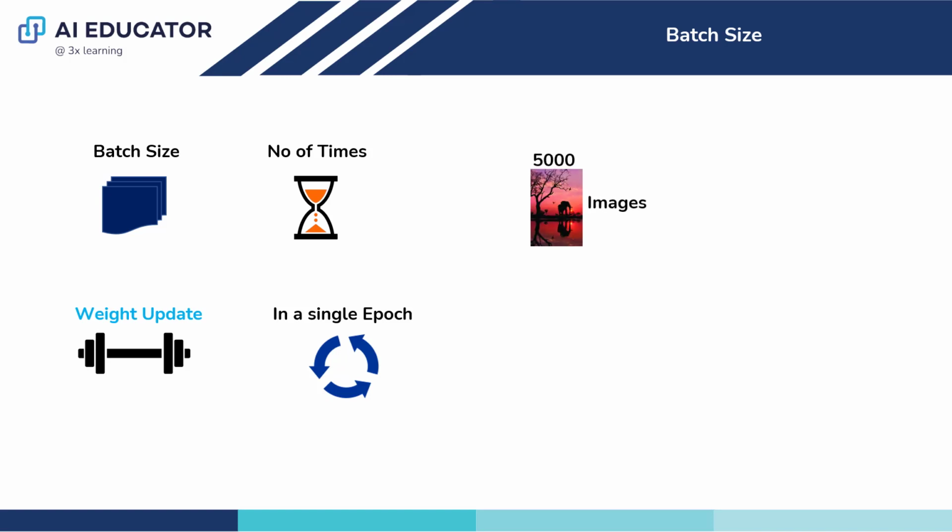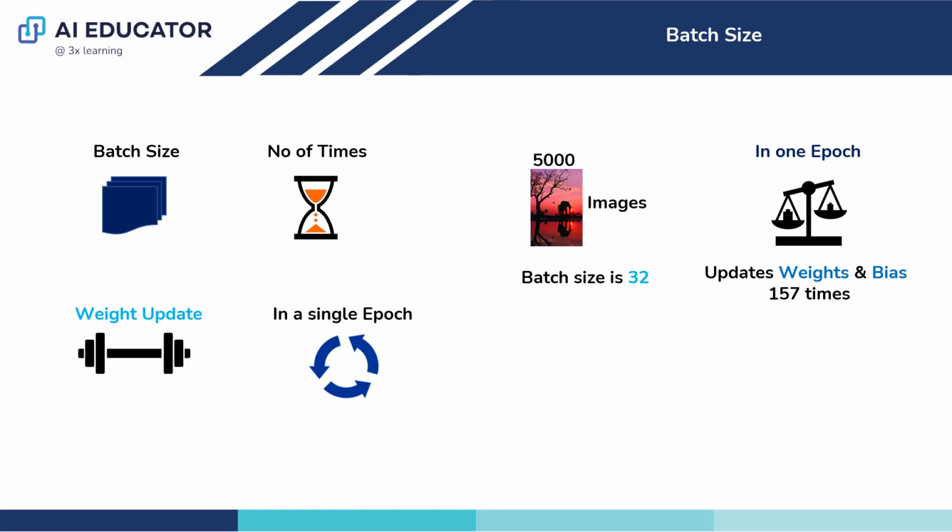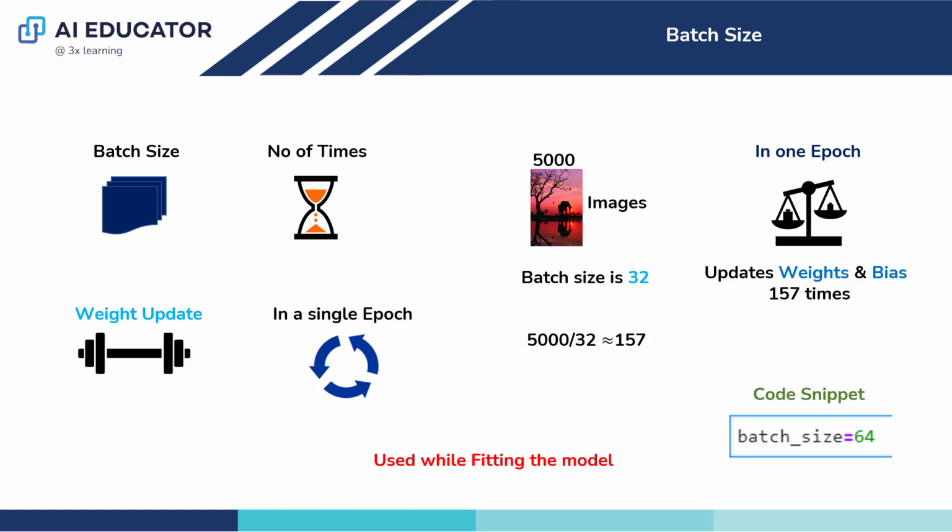Consider we have 5000 images and we have given a batch size of 32. In a single epoch, the weights and bias will get updated 157 times, which is 5000 divided by 32, approximately equal to 157. We can simply assign batch size by writing batch_size equals a numerical value, that is the desired batch size that you want. It is given as a hyperparameter while fitting the model.